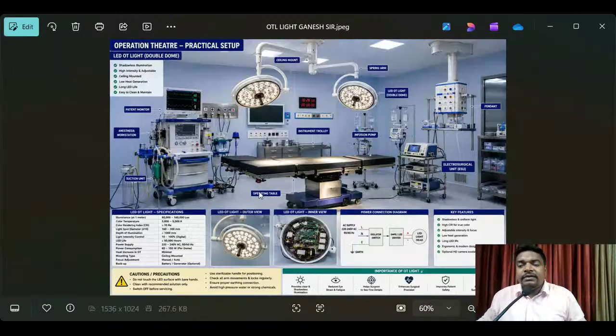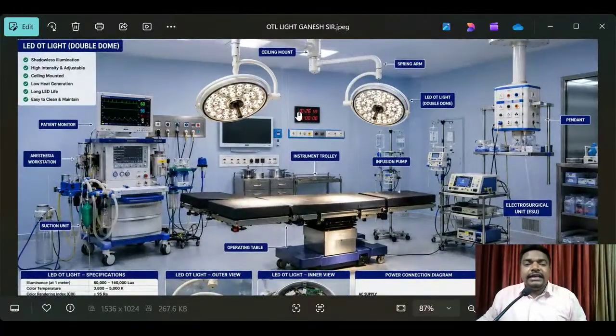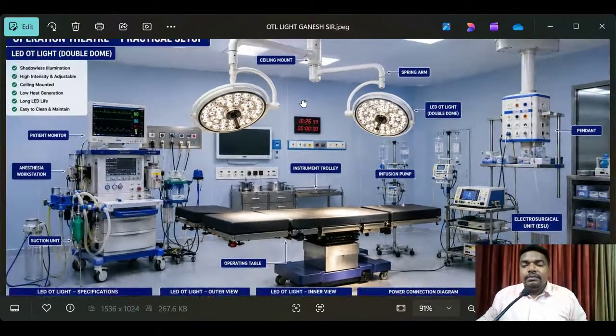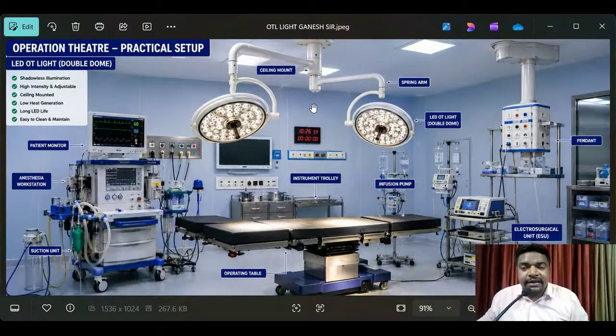Next slide, come on. See, I give presentations with many types of slides in my live sessions. Those preparations are based on my experiences. These are the points I'm going to cover. And here you can see, this is the last point of this session: the operation theater practical setup, see how it looks.